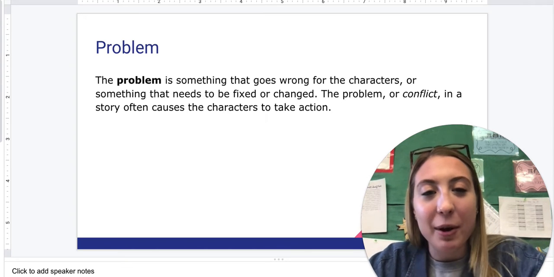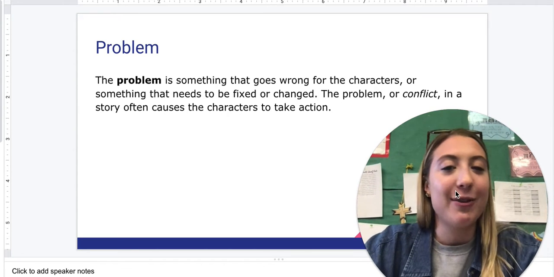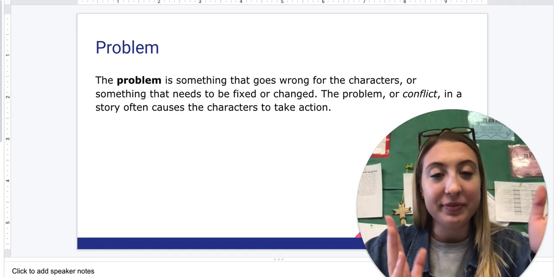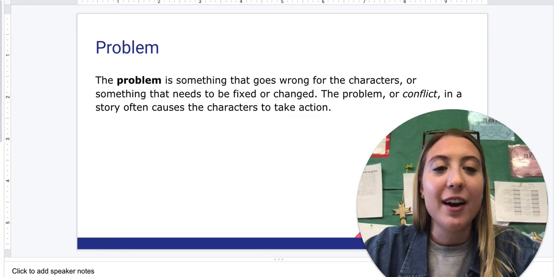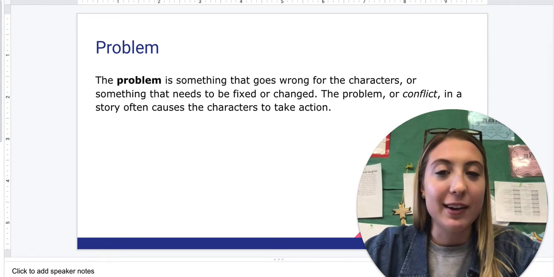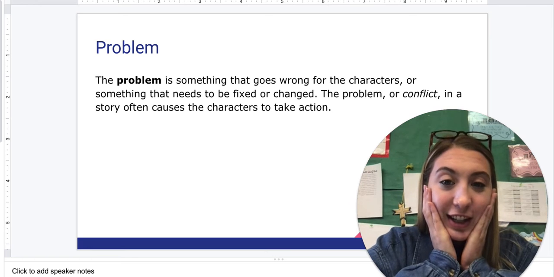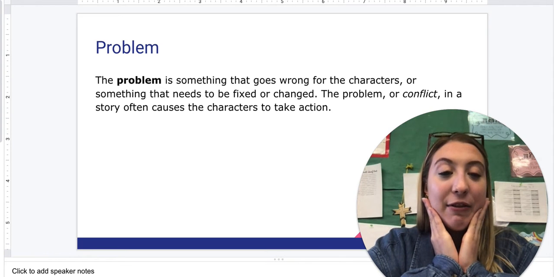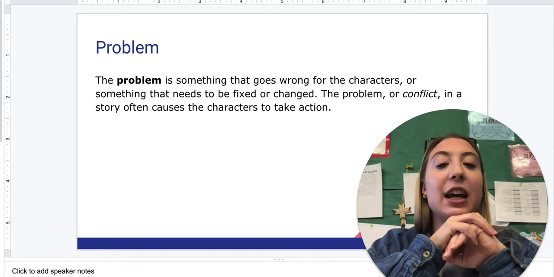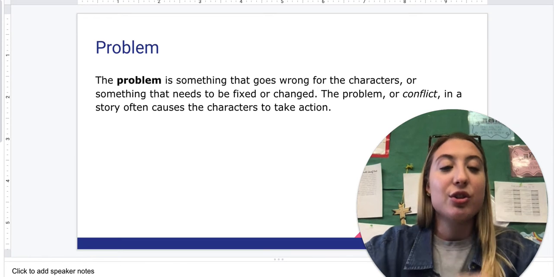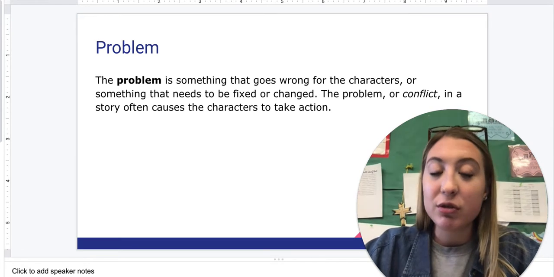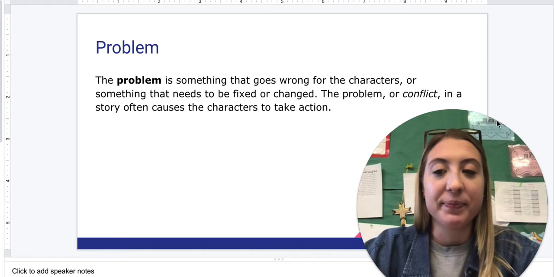So take out your pencil and notebook for our new notes today. The problem, which we've introduced before, so this should be a little bit of a review as well. The problem is something that goes wrong for the characters, or something that needs to be fixed or changed. The problem, or conflict, in a story often causes the characters to take action. So after there's a problem, the characters have to do something to fix it.